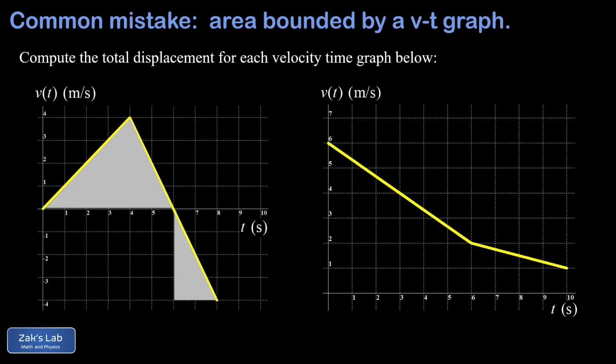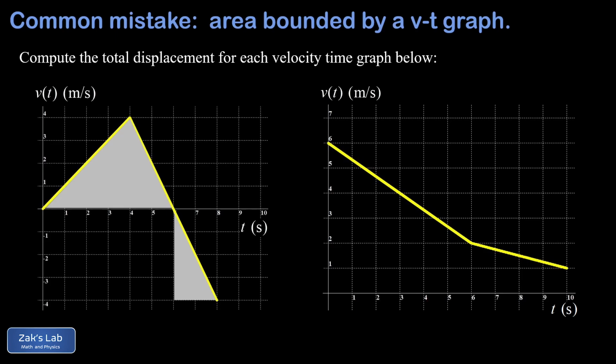So here's an example of a bad solution for our first VT graph. And I saw this, or something similar to this, from about 30% of my students on a recent assignment. And I encourage you to pause the video and just take a minute to see if you can identify the mistake here. So what's the mistake?